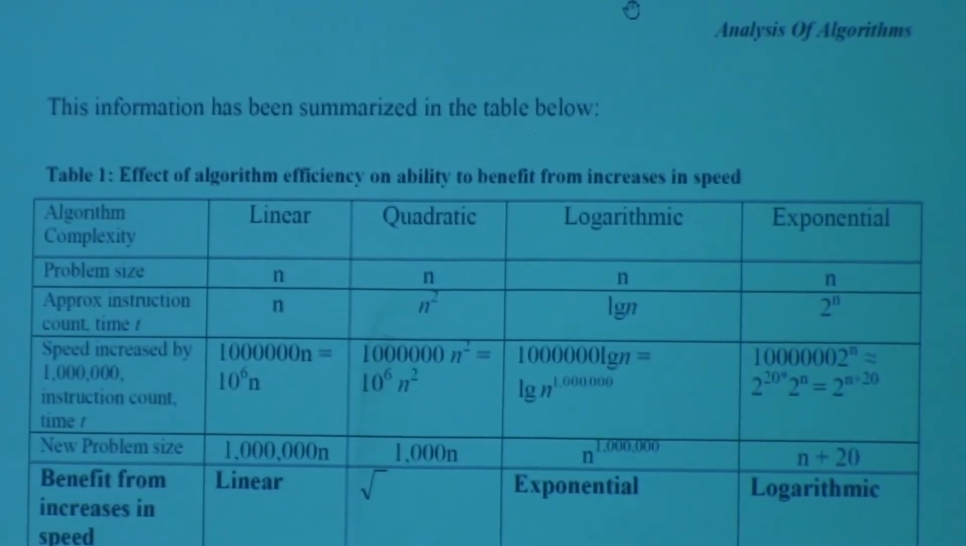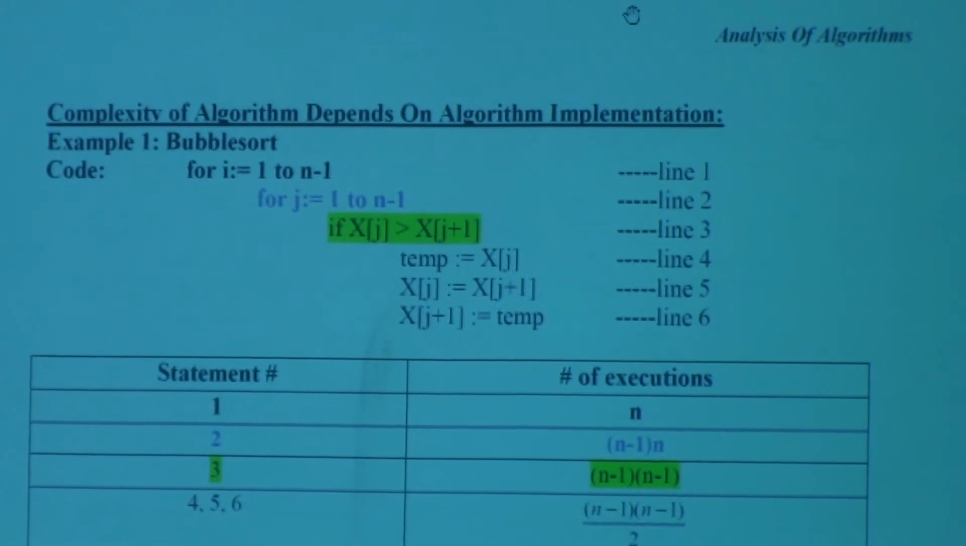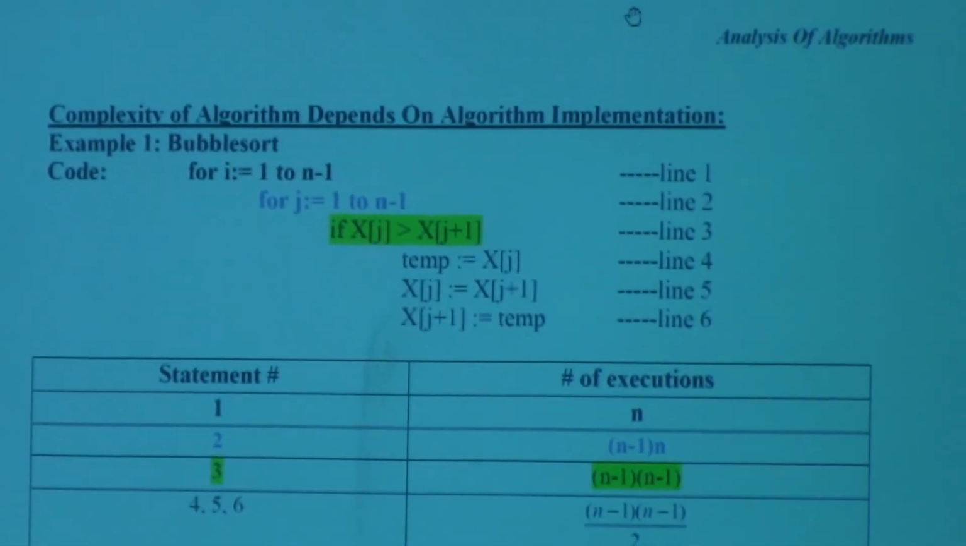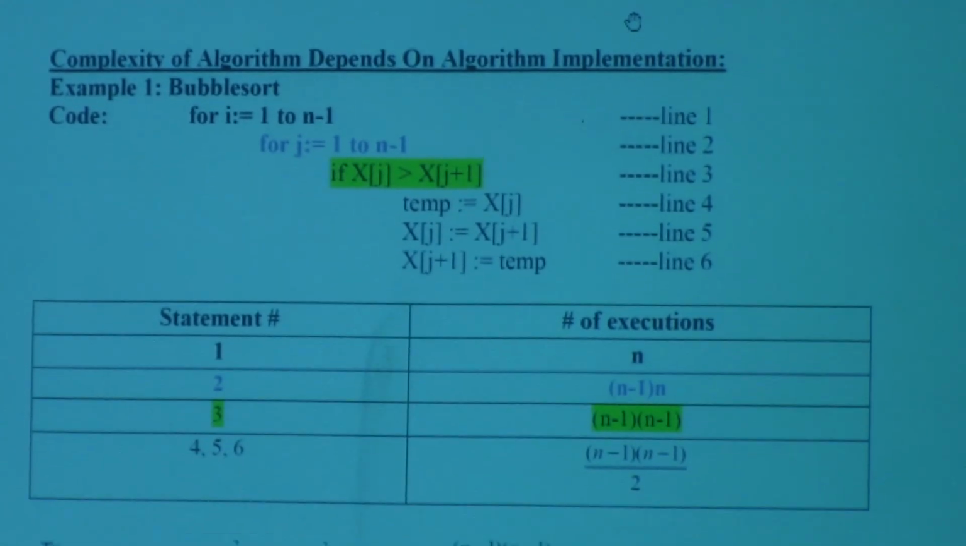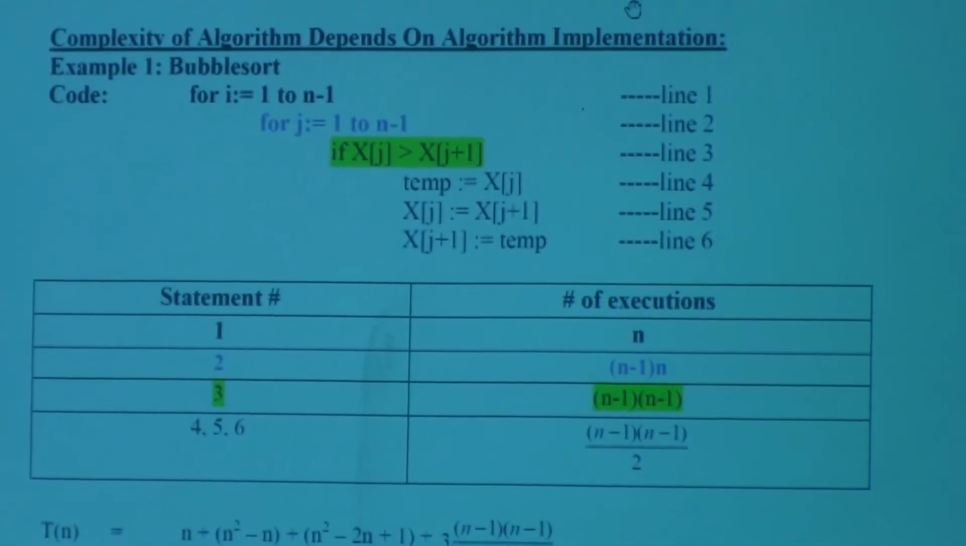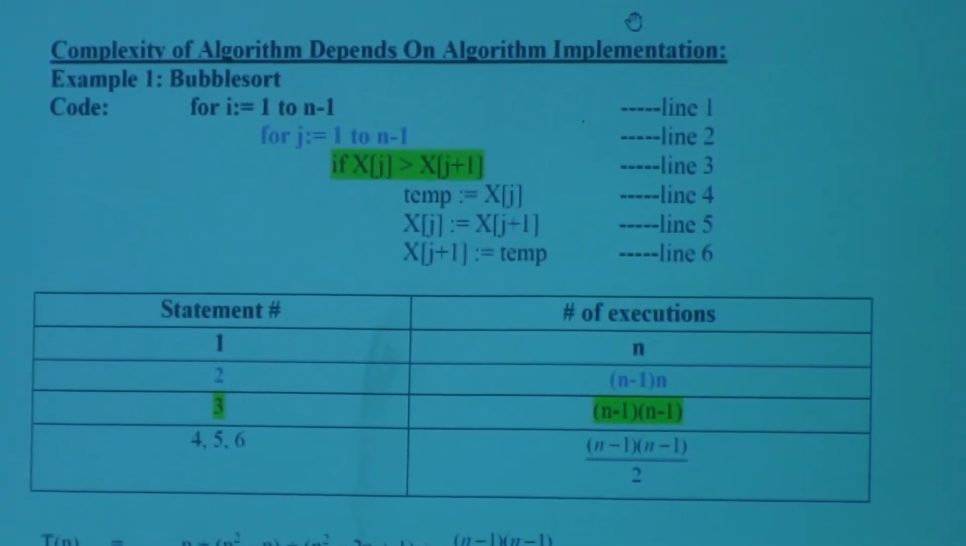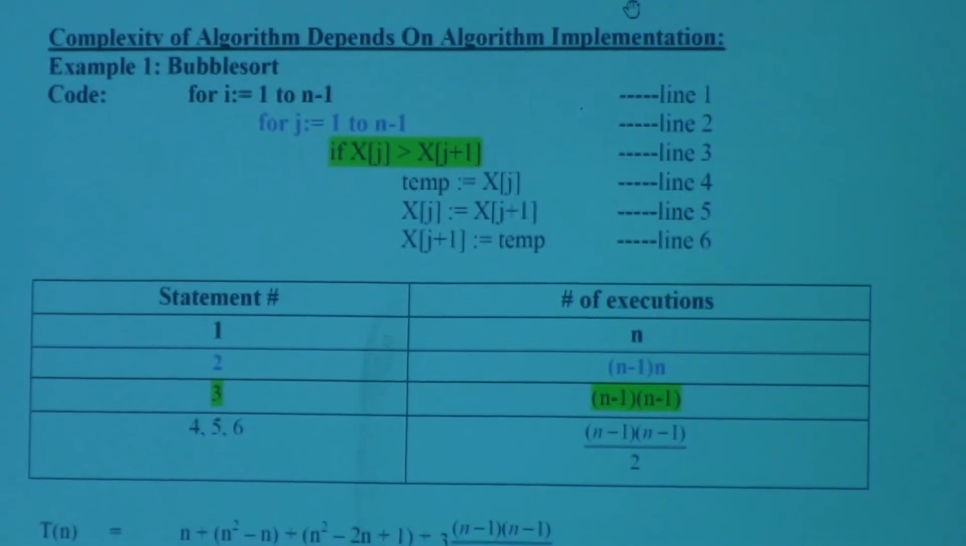All right. So what we're going to look at here is an example of trying to figure out how we can count instructions that are being executed in an algorithm. This one specifically is a very simple example, the bubble sort. I think we went through the bubble sort, right?